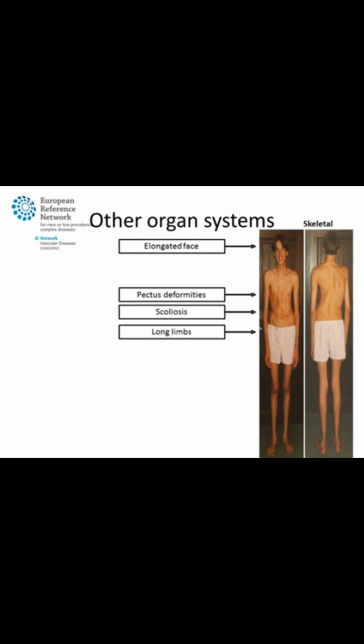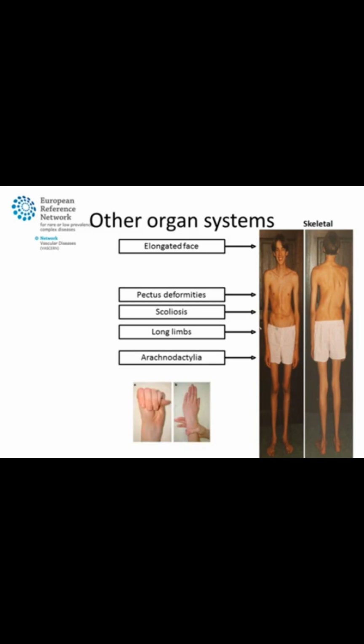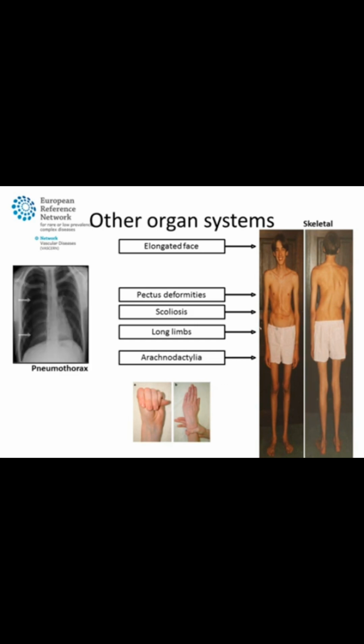Limbs are typically very long in Marfan syndrome patients, leading to an increased arm span. Fingers and toes are elongated, leading to spider-like hands or arachnodactyly. Other manifestations include pneumothorax or striae, or stretch marks on the skin, which are typically located at the shoulders or the lower back.